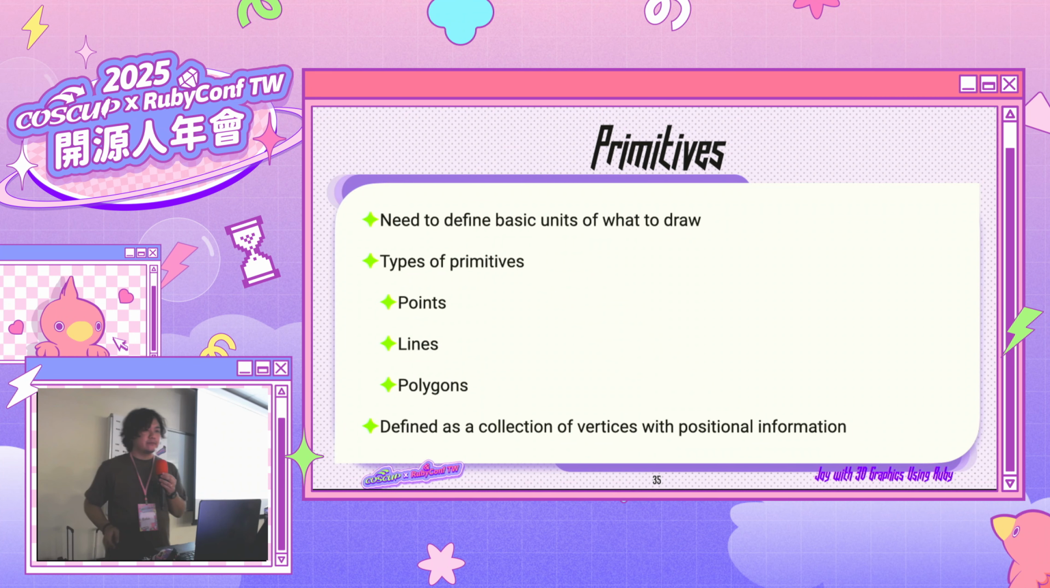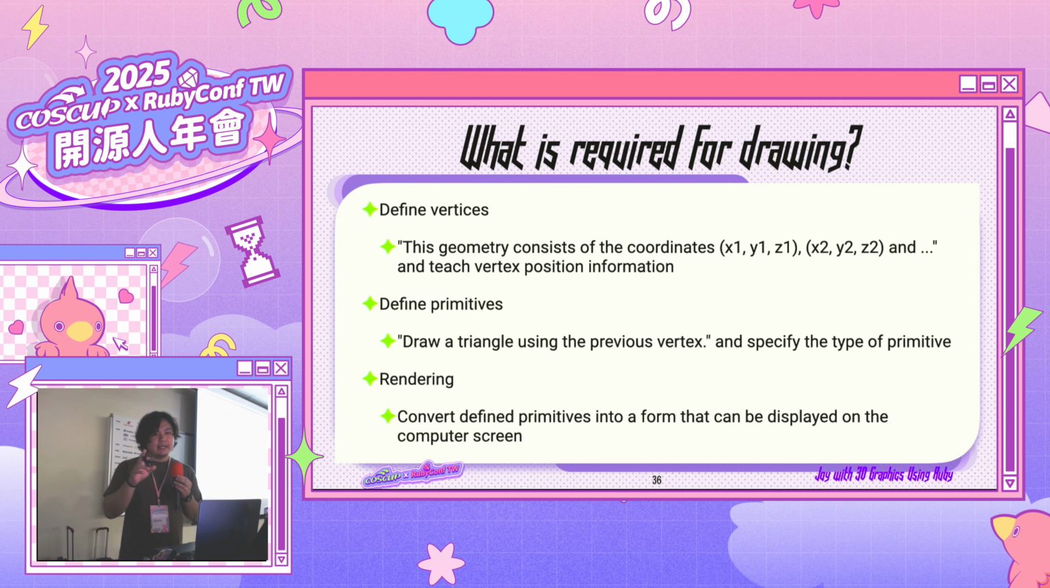Okay, so let's review once more what is needed for rendering. First, define vertices. The geometry consists of coordinates x1, y1, z1, and x2, y2, z2, and so on, each vertex having position information. Then define primitives: draw a triangle using the previous vertices and specify the type of primitive. And finally, rendering. Rendering converts the defined primitives into a form that can be displayed on the computer screen.